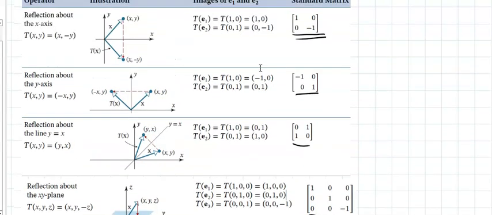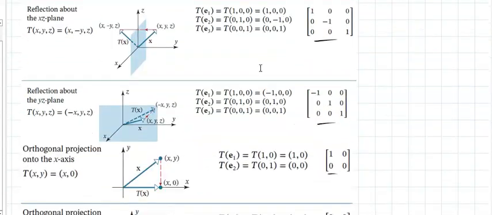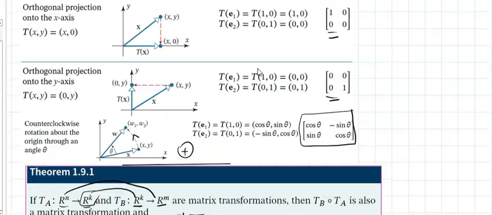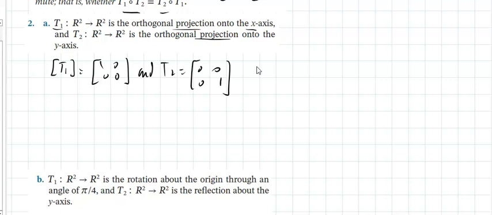Projection on the x would be, where was it? Right there. Okay, one only in the first and one in the last. Let me make sure I got this right. Yep, I got them right.